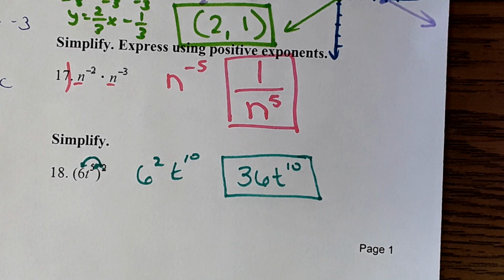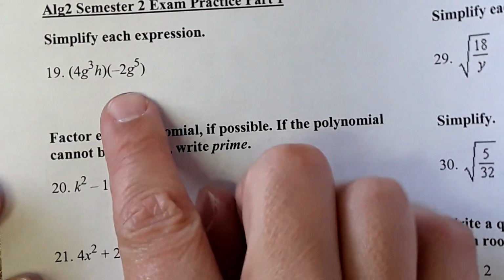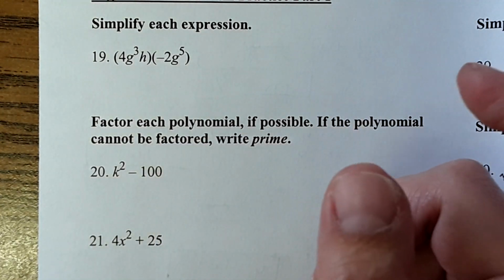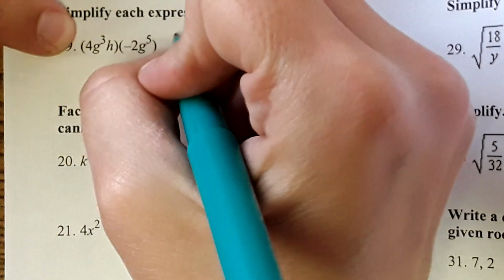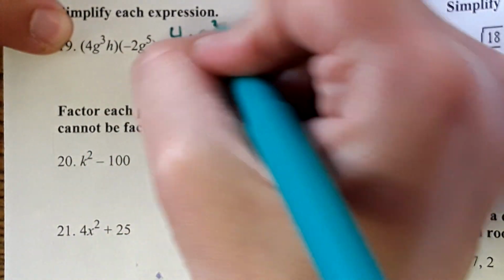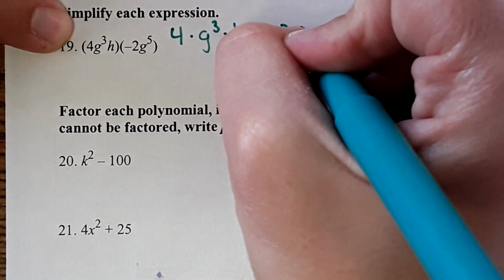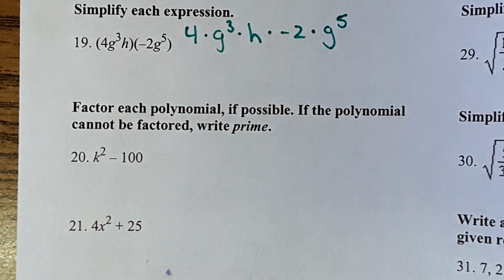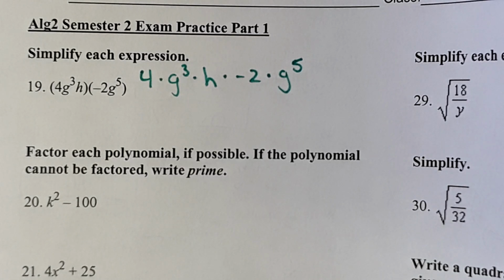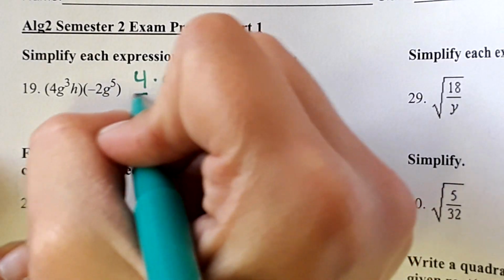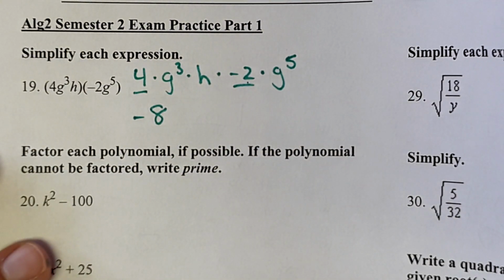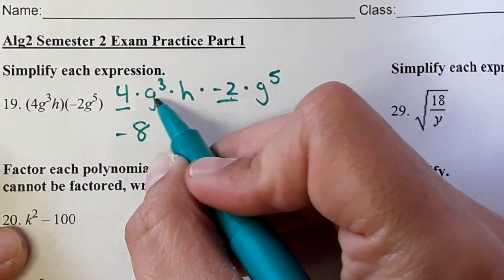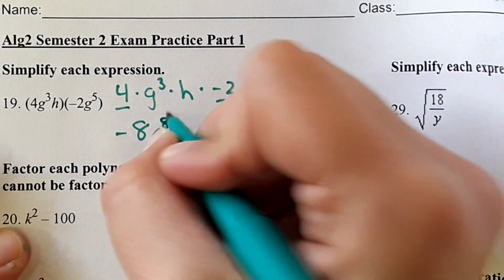Okay, next. Ready? Next page. Okay. Simplify this expression. Even though they have these parentheses, it's all multiplication, so you could just envision all of these kind of separate. And then combine things that are in common. So 4 times negative 2 would be negative 8. G to the 3rd power times g to the 5th power, you'd add those exponents to get g to the 8.